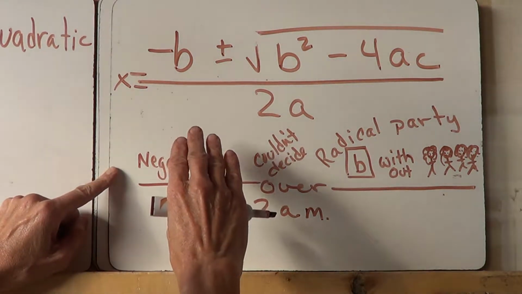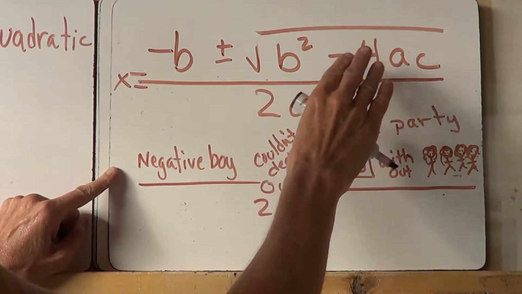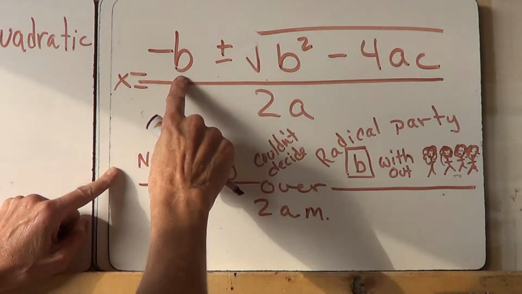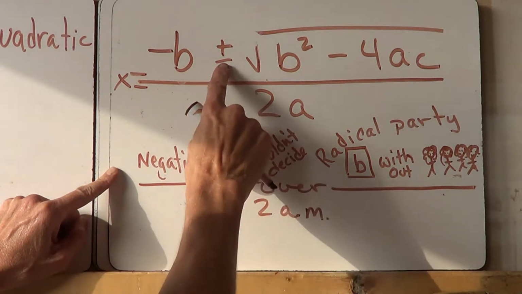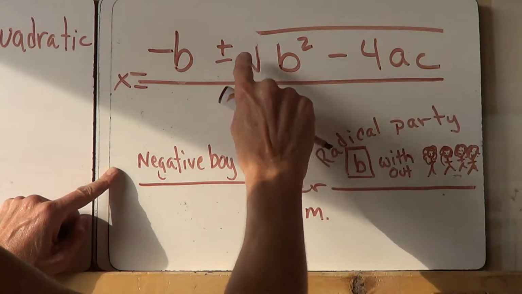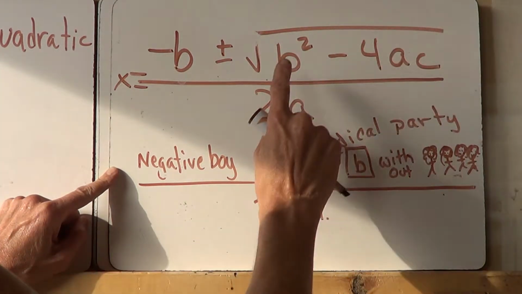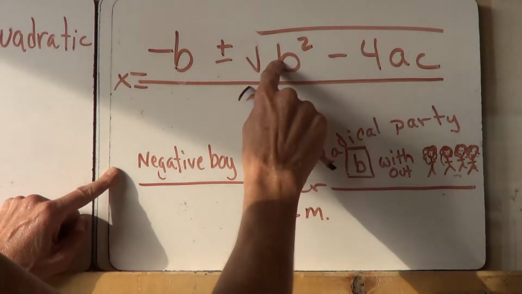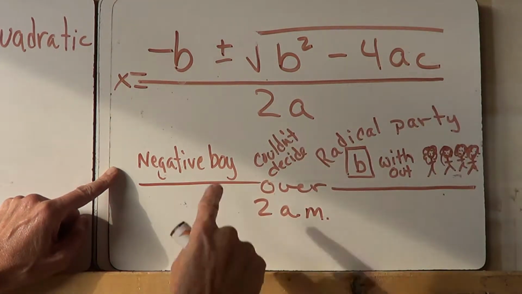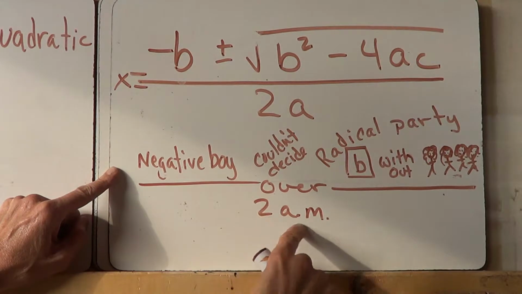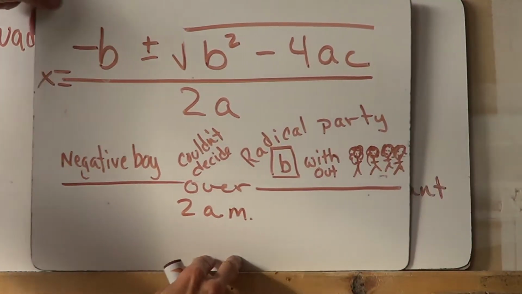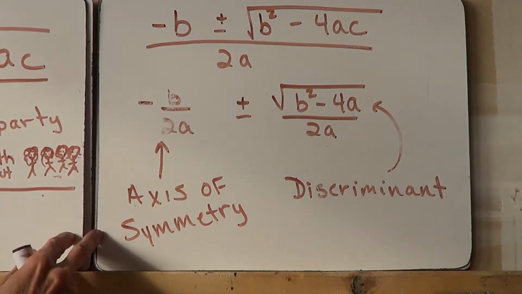Now this is how different students have taught me that they remember the quadratic formula. A negative boy couldn't decide whether to go to a radical party or b squared without 4 awesome chicks, because it all gets over at 2 a.m. Okay? That's how they've remembered it. It's just something that's stuck in their brains.